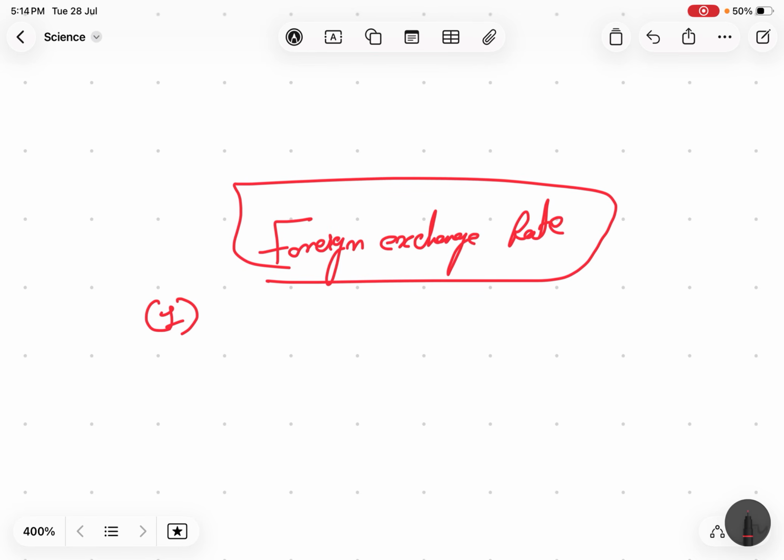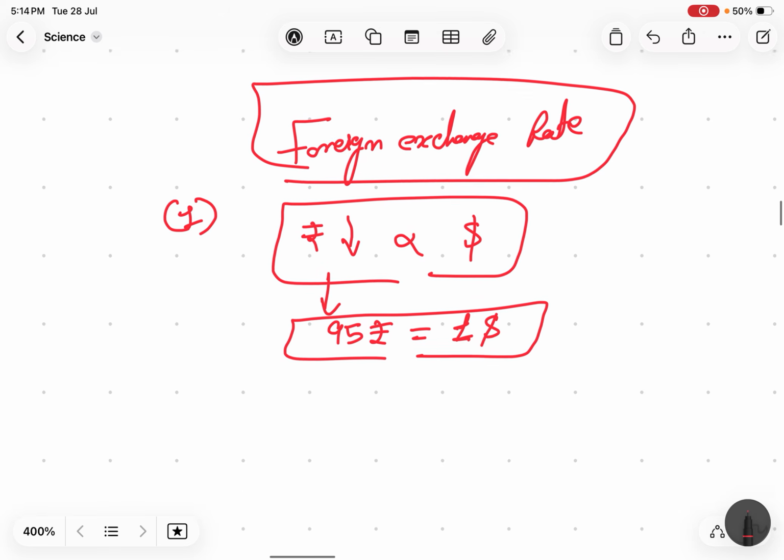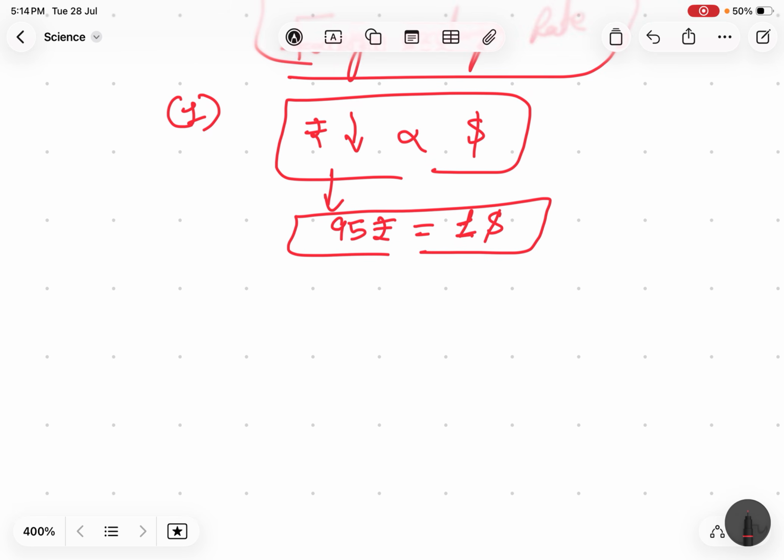So today we are going to study the foreign exchange rate, and these days we are seeing that the rupee is continuously falling against the US dollar. It has reached about 95 rupees for $1. It means that you have to pay 95 rupees to get $1, and this is continuously depreciating.